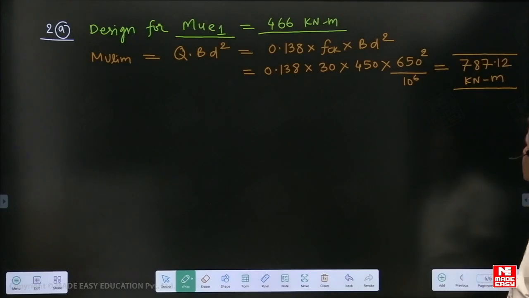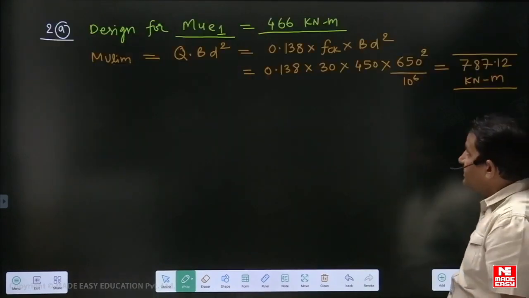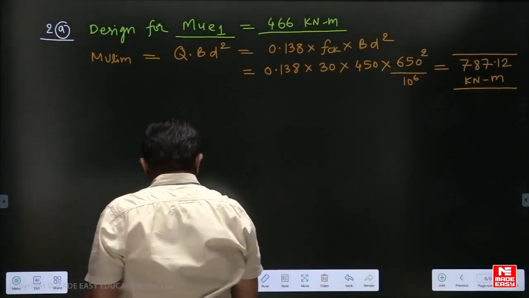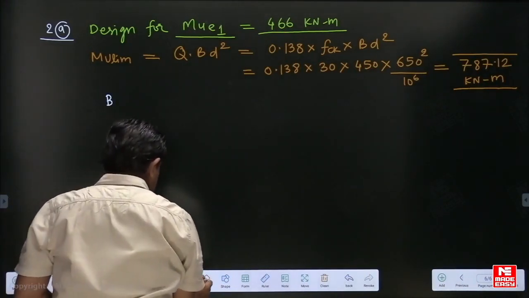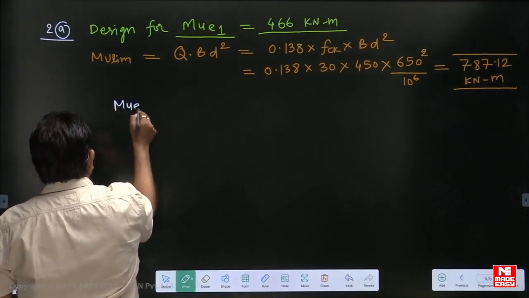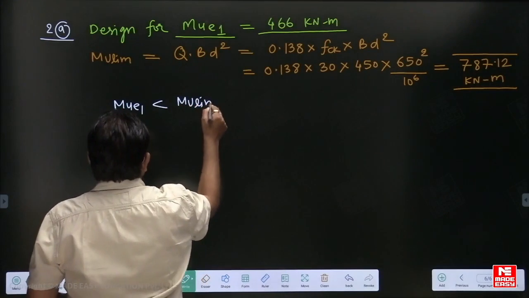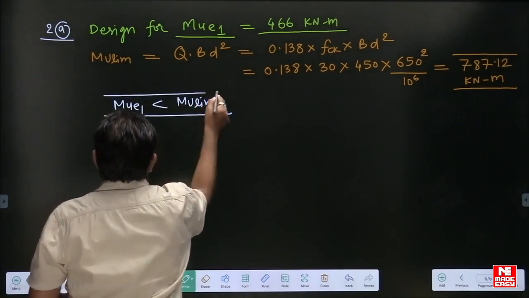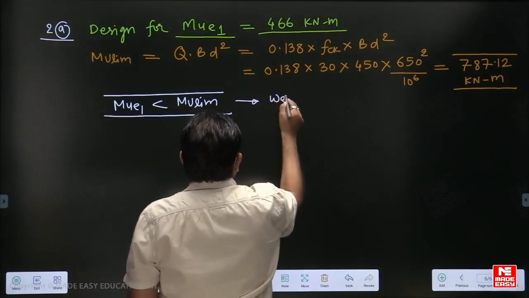Okay, this is the moment. What is your moment? The design moment is only 466. So we can say this is 466. Because the moment Mu equivalent 1 is less than Mu limiting, we need not design a balanced or over-reinforced section. Here we need an under-reinforced section.